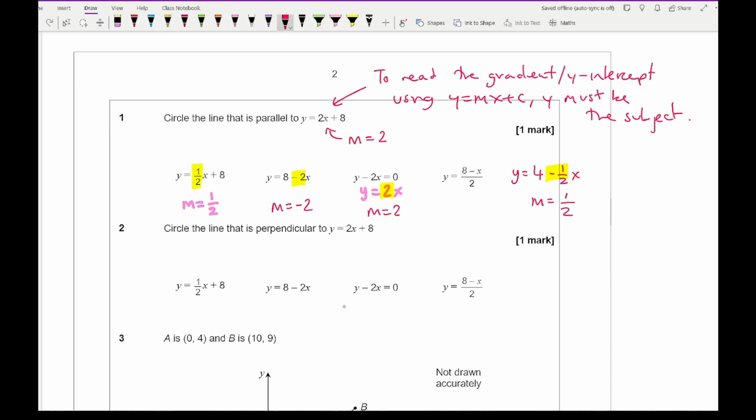So which line has a gradient of 2? Well, it's going to be the third option. And what I can spot is that the second option and the fourth equation are perpendicular lines, because one is the negative reciprocal of the other, and also if I multiply those two answers together, I would get minus 1.